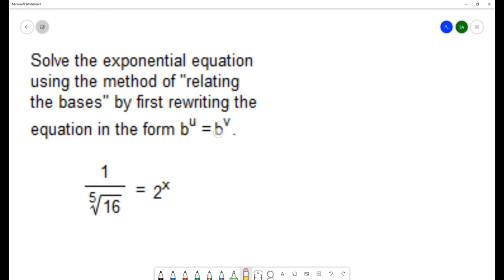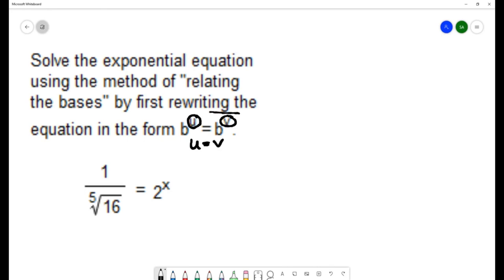Now the advantage of having it in that format is that exponential functions have this one-to-one property, and so it tells us that these exponents must be equal to each other.